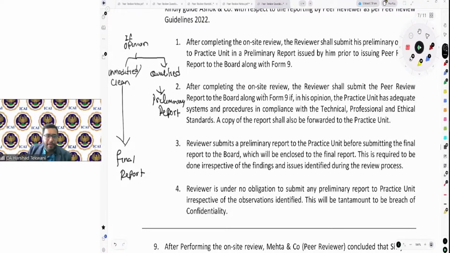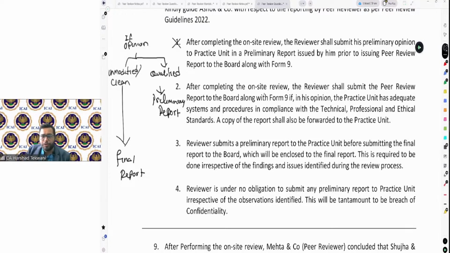So in the current case, the first option says that after completing the on-site review, the reviewer shall submit his preliminary report, preliminary opinion, to the practice unit in a preliminary report issued by him prior to issuing the peer review report. That is incorrect, because only if there is a qualified opinion, with some issues, is a preliminary opinion required to be issued. Let's see the second one.